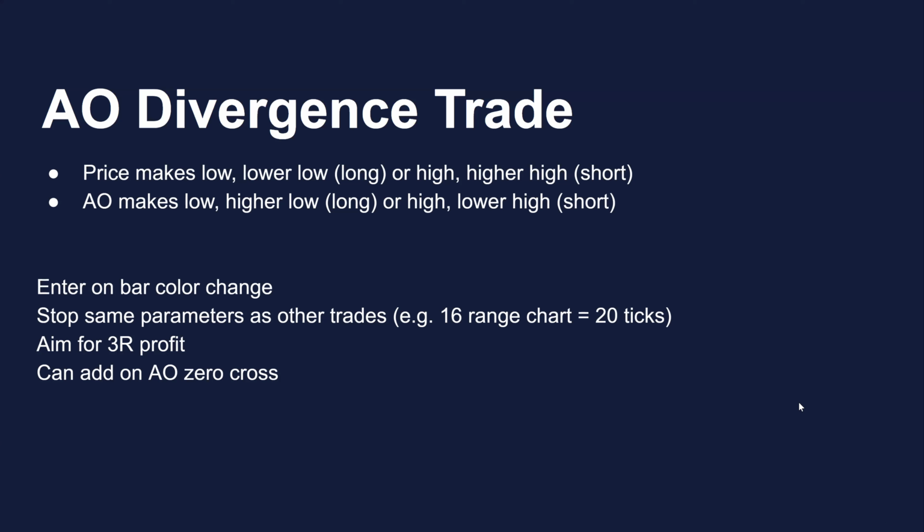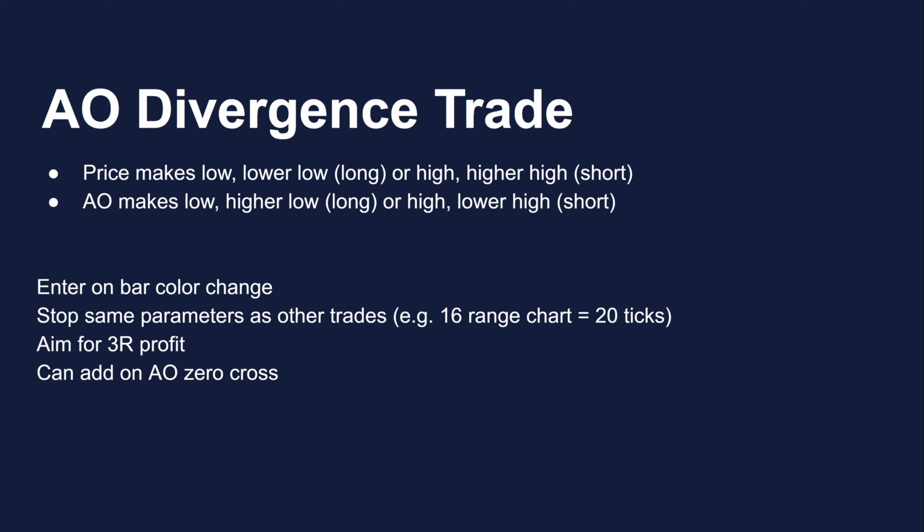So to get started, we'll talk about the awesome oscillator and divergences based on this indicator. To sum it up, an AO divergence is considered to be in play when price makes a low and then a lower low, if we're looking for a long, or a high and then a higher high if we're looking for a short. So price will go low and then go lower. And at the same time, the awesome oscillator will make a low and then a higher low for a long, or a high and then a lower high for a short. We'll get to some visual examples on the next slide.